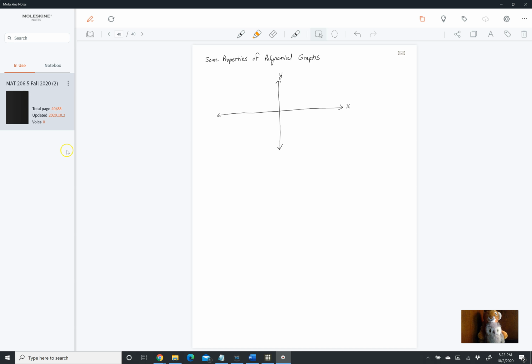We'll take one graph to start with. I'll put it in a different color so that you don't confuse it with the axes. This is a function. Okay, so let's take this graph.